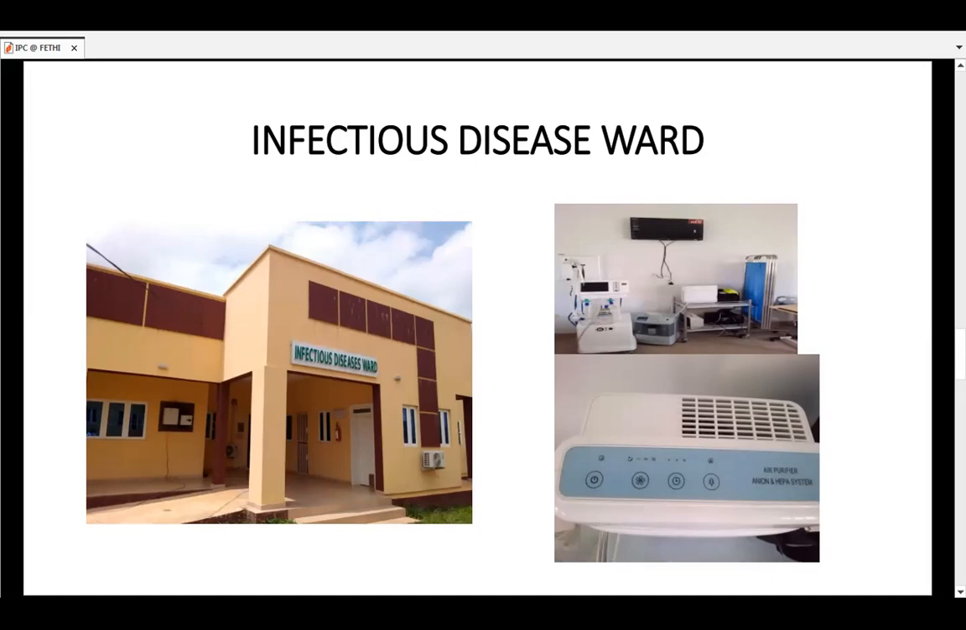It's a 20-bed ward, 10 for male, 10 for female. And we have a HEPA filter to ensure that negative air pressure is generated. And we have some of our facilities, like for example, if a patient needs to be intubated, we don't need to transfer the patient to the main ICU of the hospital. So many other things are actually done in our infectious disease ward. Next.